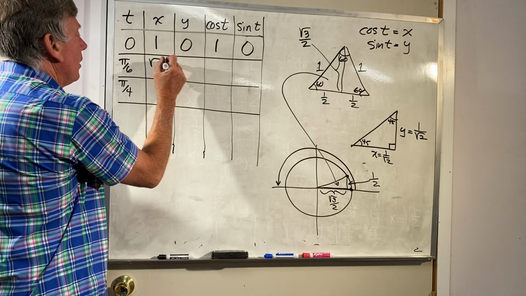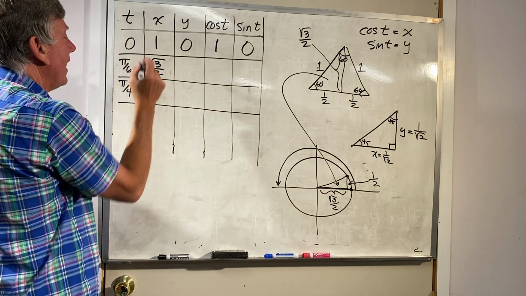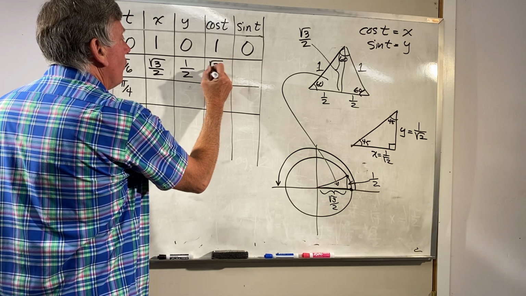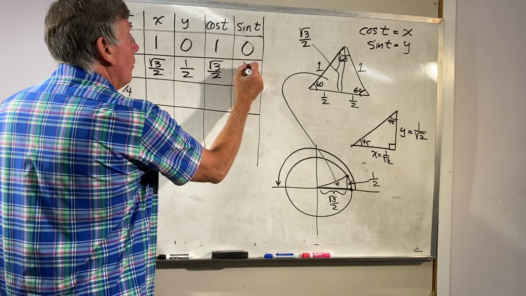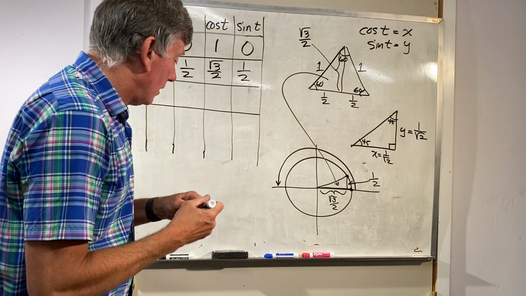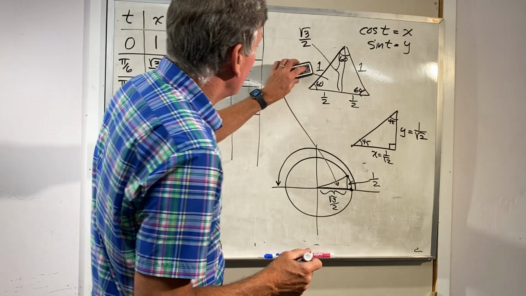So here we go. Square root of 3 over 2 is my x. 1/2 is my y. Square root of 3 over 2 is my cosine. 1/2 is my sine. Going to change things up now.